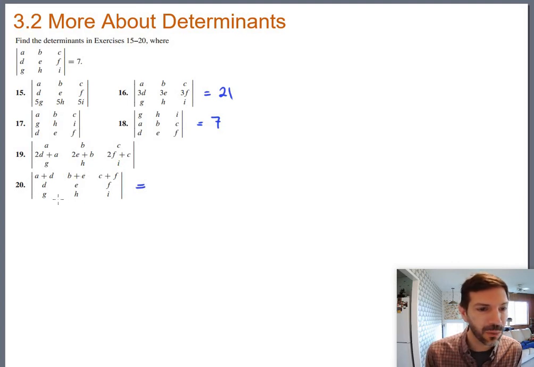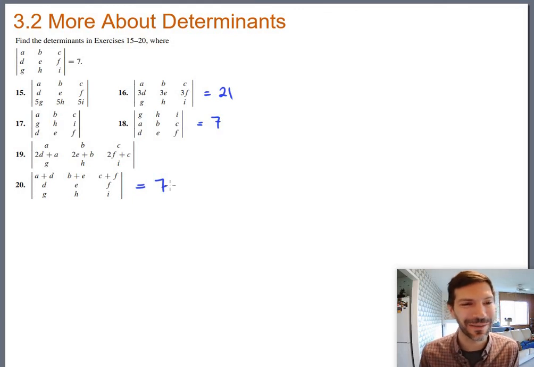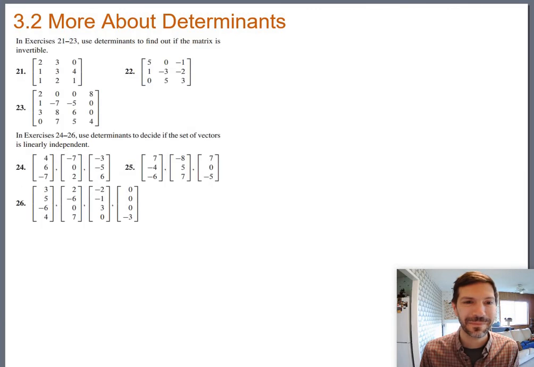And for 20, what did they do? They added 1 of row 2 to row 1. So we know that doesn't change the determinant. So there you go. That's the idea for 15 through 20. I think you could be able to work the others out just fine. And I'm not going to do anything here.